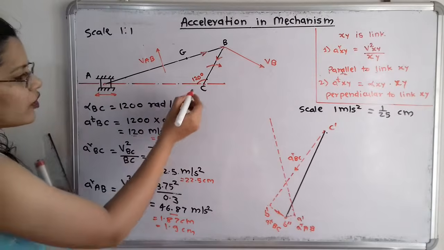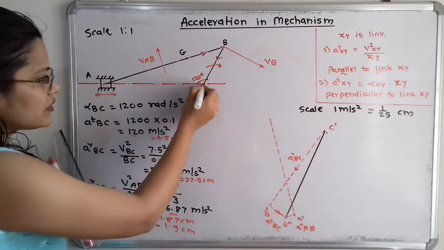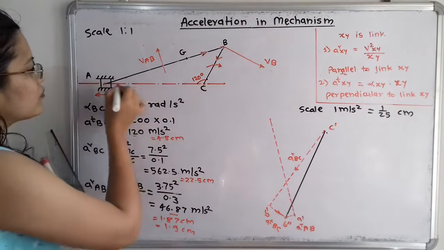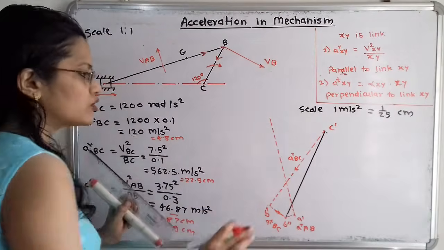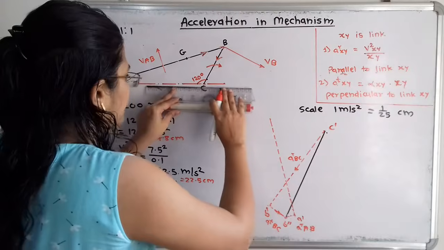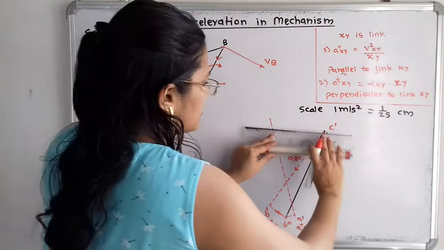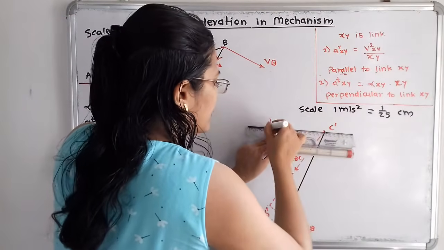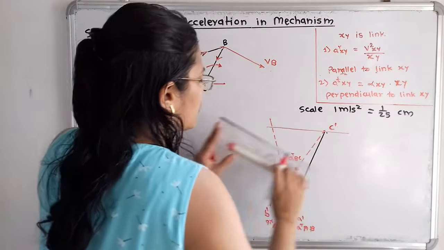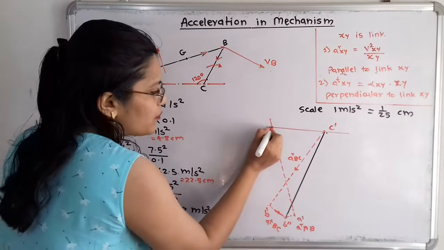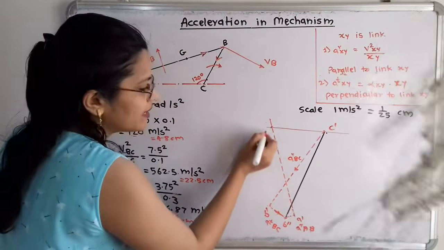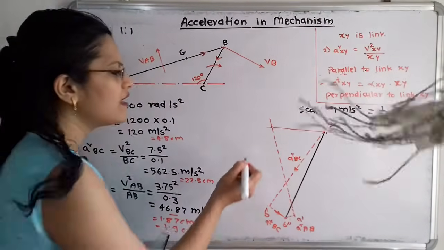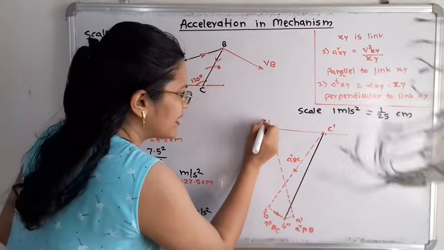How to show it? If we observe, from this point C we have to draw one horizontal line. I will draw from this point C dash a horizontal line, parallel to this line, or simply we can draw the horizontal line in both directions. Here is the point of intersection, and this point of intersection is the end point of this tangential component. I will call it A double dash.